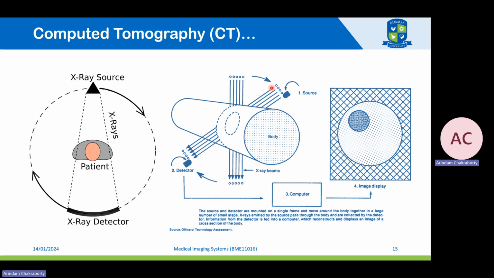So this is the source and this is the detector. The source and the detector rotate and cover the entire 360 degrees of the object, and finally, through the scans, through the cross-sectional slices, and using computer-based technology, a representation of the 3D internal structure can be generated.